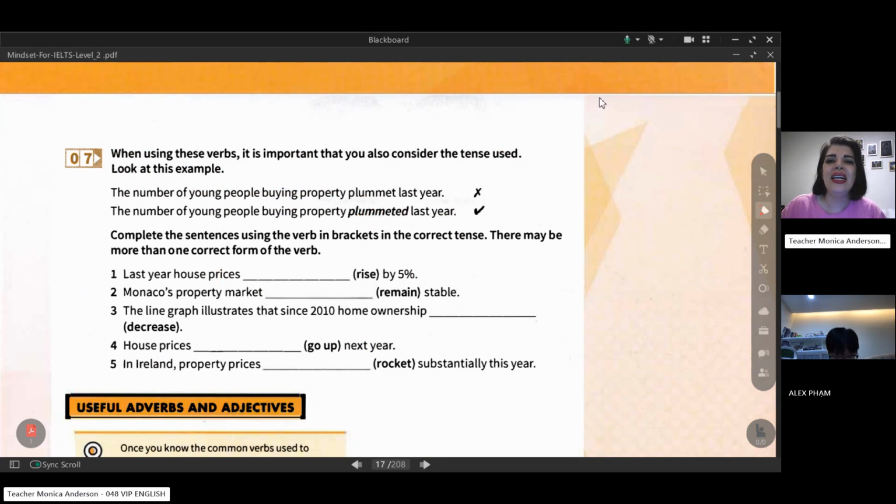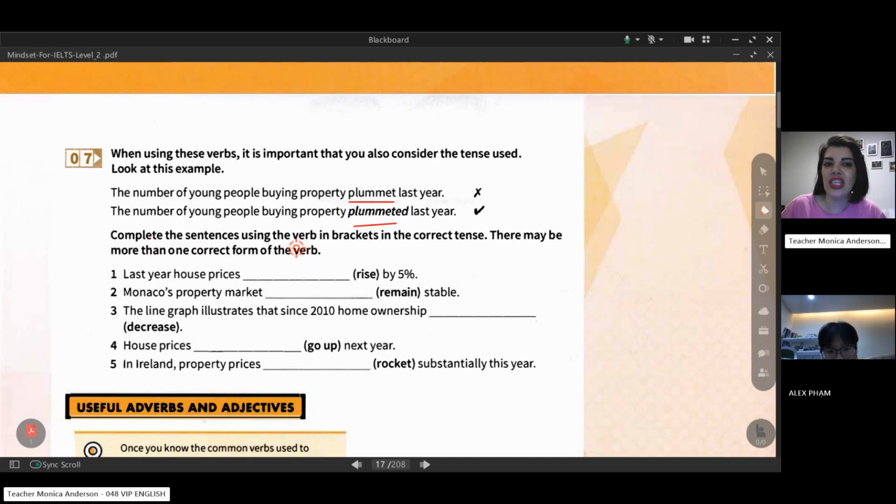Now, look, the number of young people buying property plummeted. Tense is important, but I'm not going to talk about the past tense now. Each visual, whether it is a graph or a chart, has a different structure, and different tenses that you need to use: present perfect, past simple, present simple. For a map, for example, we need to use different ones. So I will talk about them later one by one.